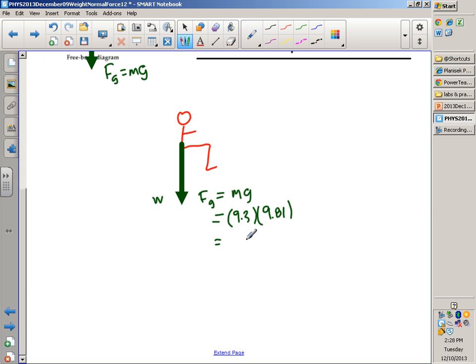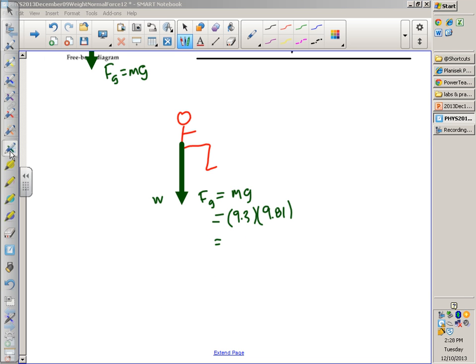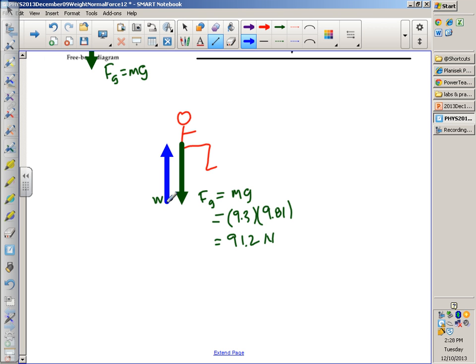Did we get a number here? Okay, so 91.2. Now, as the child sits in the chair, we discussed the idea, what is that child's acceleration? 0. So, can this be the only force acting on her? Can't be, there has to be another one. Which way does it have to point? Up. How big does it have to be? 91.2. Why? Because that would give us a net force equal to 0.